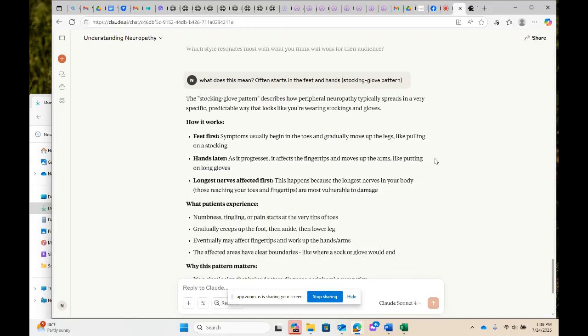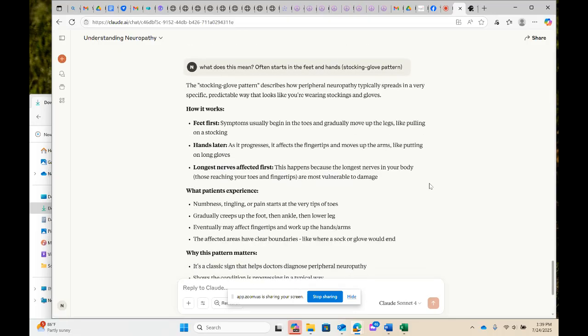Stocking and glove pattern describes how peripheral neuropathy spreads in a specific, predictable way. Symptoms usually begin in the toes and gradually move up the legs, like pulling up a stocking. Hands later. As it progresses, it affects the fingertips and moves up the arm, like putting on gloves. The longest nerves are affected first. This happens because the longest nerves in your body, those reaching your toes and fingertips, are most vulnerable to damage.